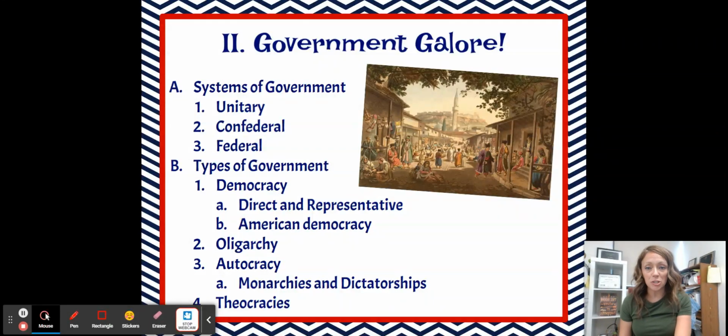So American democracy is a republic, okay? And a republic is actually another way to say representative democracy. So in this type that we have, we elect people to make decisions for us, okay? So we elect people at the local level, at the state level, at the federal level to make government decisions for us.